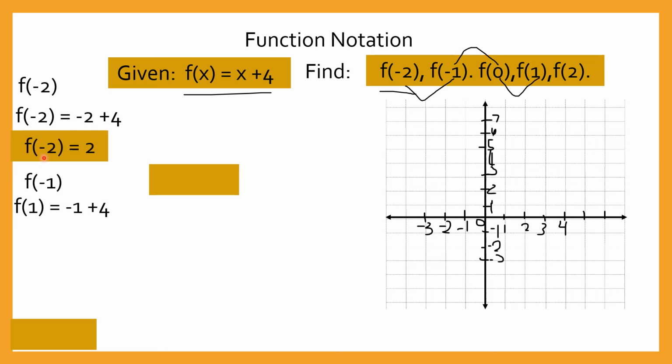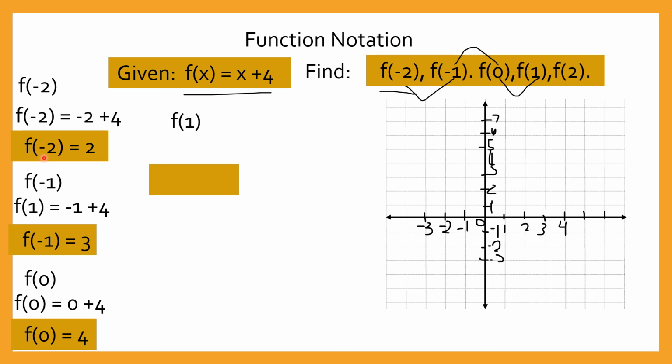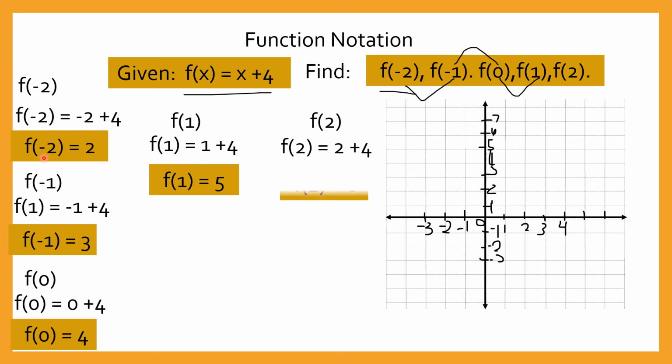And f of negative 1 is negative 1 plus 4, that is 3. F of 0 means 0 plus 4, that is 4. And f of 1, simply 1 plus 4, that is 5. And f of 2 is equal to 2 plus 4, that is, f of 2 is 6. And then you can now plot the points.